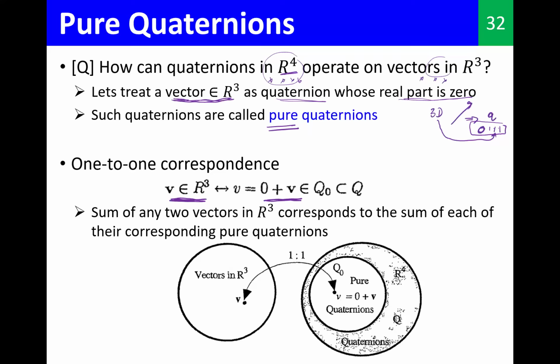Okay, so if you look at this diagram, these are vectors in R3. So there are 3 elements, right? The usual vectors we know. And there is this quaternion space which has 4 elements. Here I can have maybe a subcategory of R4 called pure quaternions, the ones that have the scalar part 0.